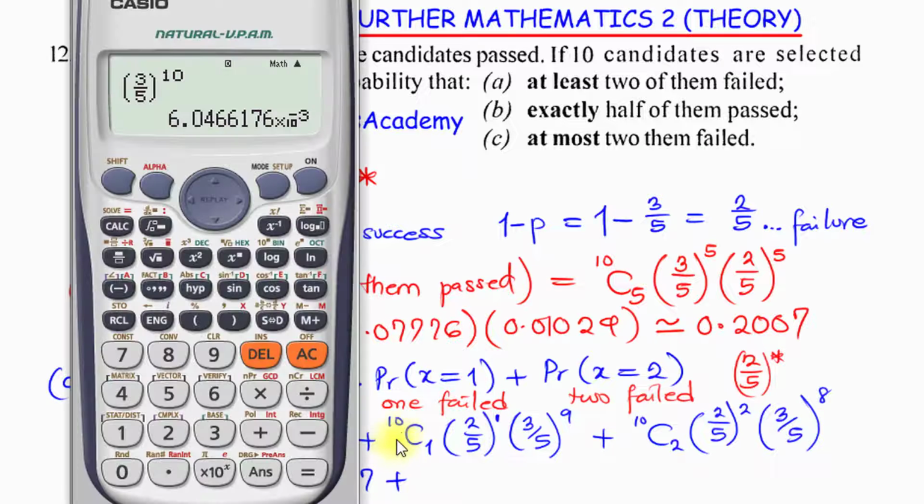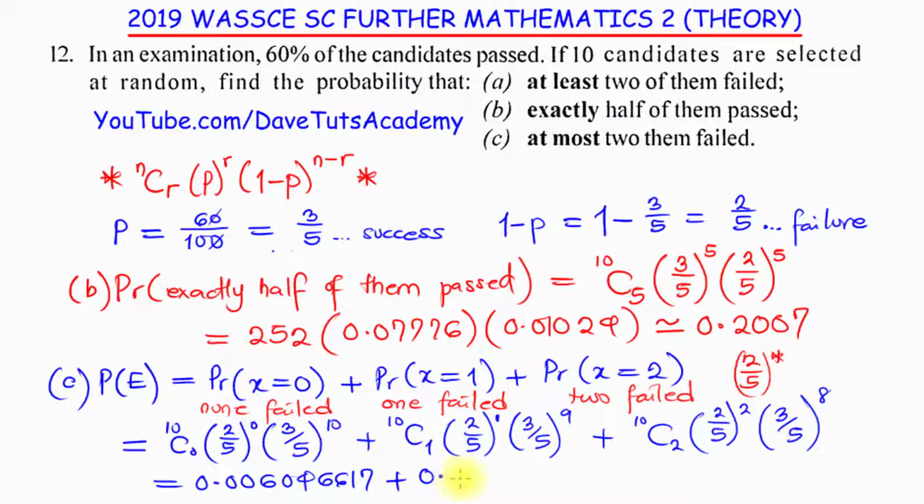Plus, in this second case, 10 combination 1, that is 10 times 2 over 5, which is 0.4, times 3 over 5 raised to power 9. So I'm just evaluating them straight. This gives 0.0403 10784.